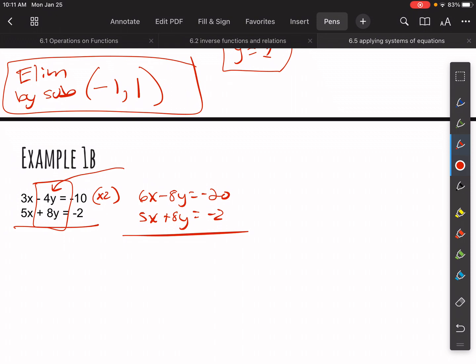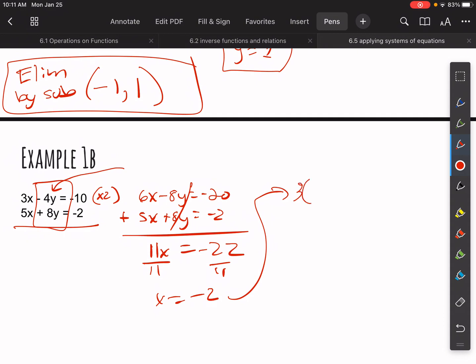Okay, since the signs are opposite, I'm going to add. So I get 11x. This goes away. Negative 20 minus 2 is negative 22. Divide both sides by 11, and I get x is equal to negative 2. I'm going to plug that back into the first equation. And so I get 3 times negative 2 minus 4 times y equals negative 10. Negative 4y, let's do this.